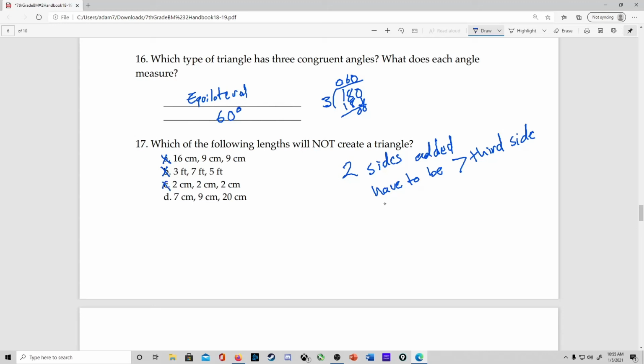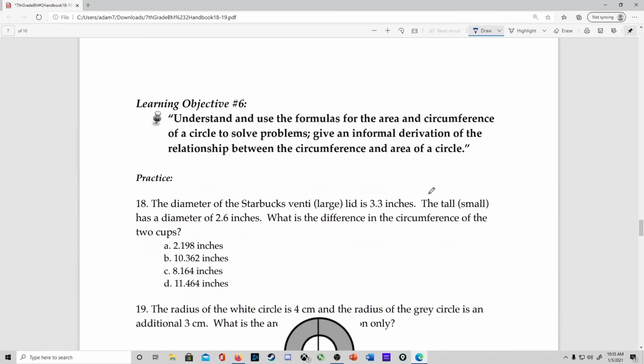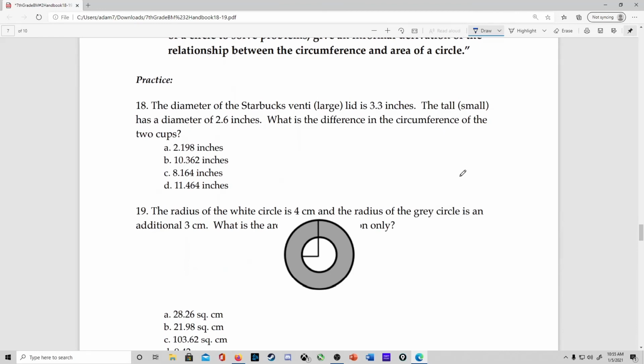7 plus 9 is 16. 16 is not more than 20, so this one is not a triangle, right? You're going to get something that looks like that, and we're just not really going to have those two pieces touch, so you have no triangle there. All right. Number 18.